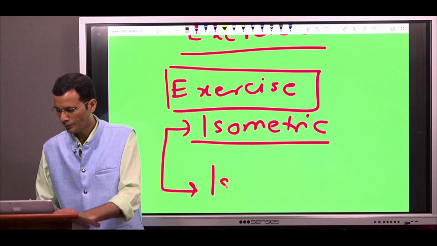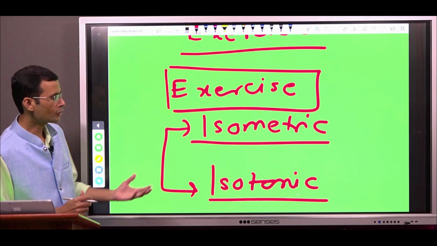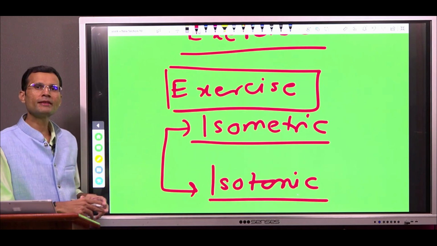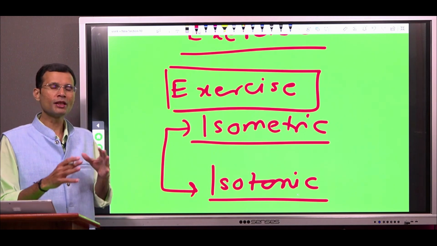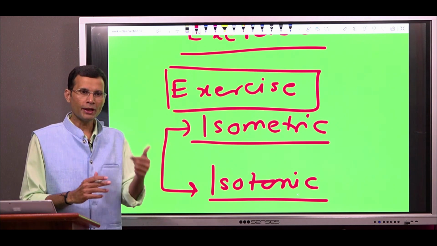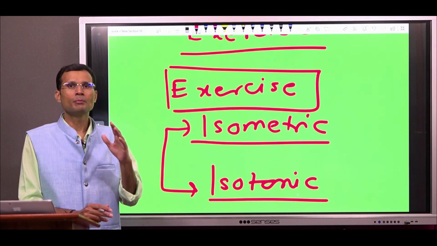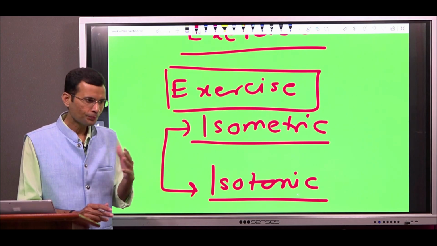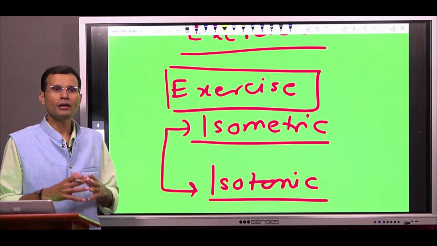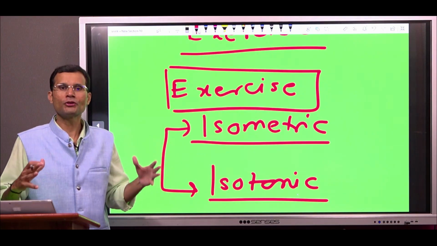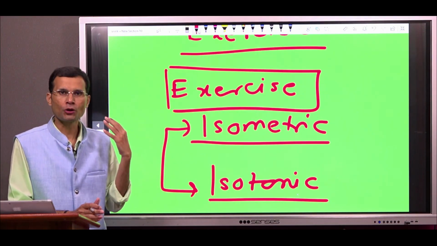Isometric and isotonic, two types of muscle contractions. When we said muscle contraction, it means two things happen in the muscle. A, tension is generated in the muscle, and B, muscle shortening happens. So, these two things put together cause the muscle to contract. That is what happens actually, tension generated and shortening of the muscle.